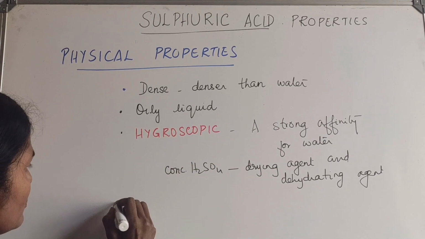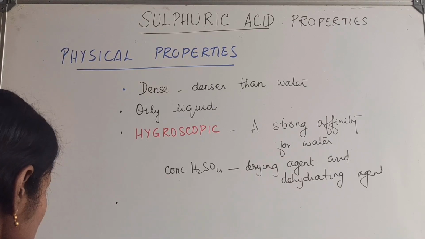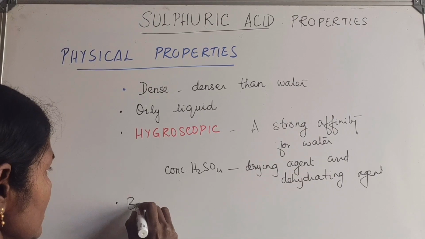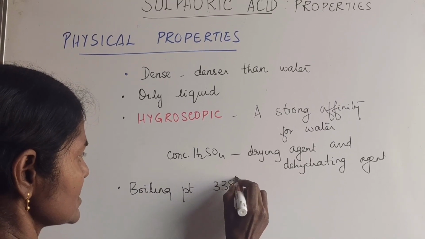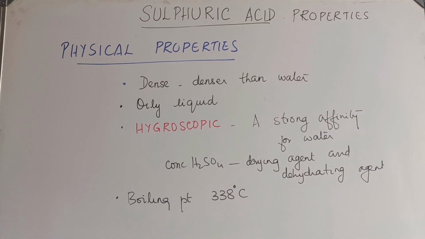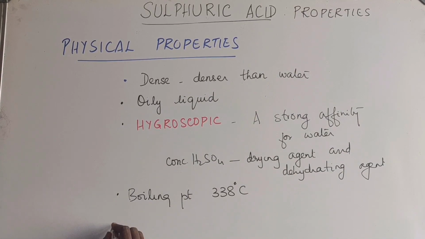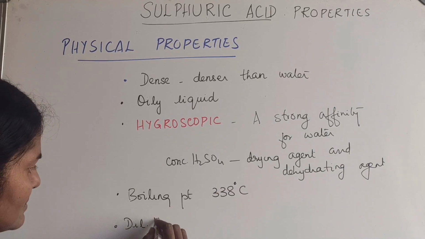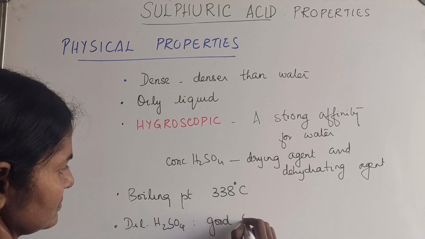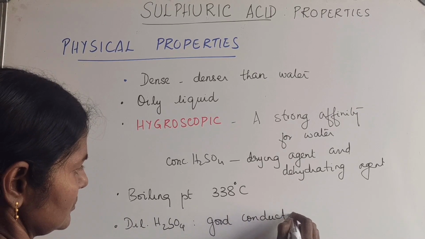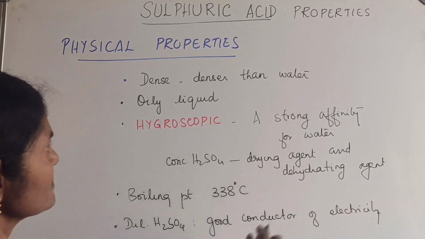The next important thing about sulfuric acid is that its boiling point is very high. It is 338 degrees Celsius, and that's what makes it non-volatile. It will not evaporate easily. Okay, and dilute sulfuric acid is a good conductor of electricity. So these are the striking points on the physical properties of sulfuric acid.